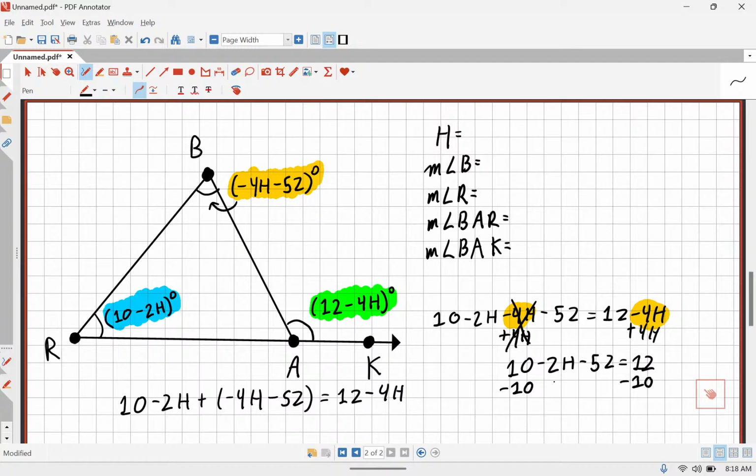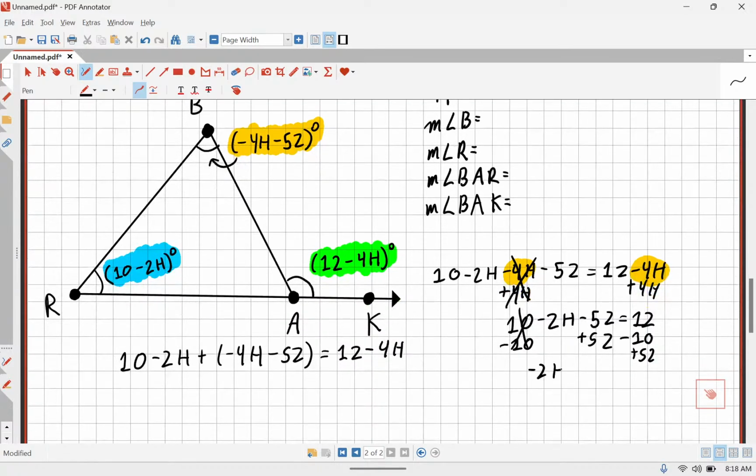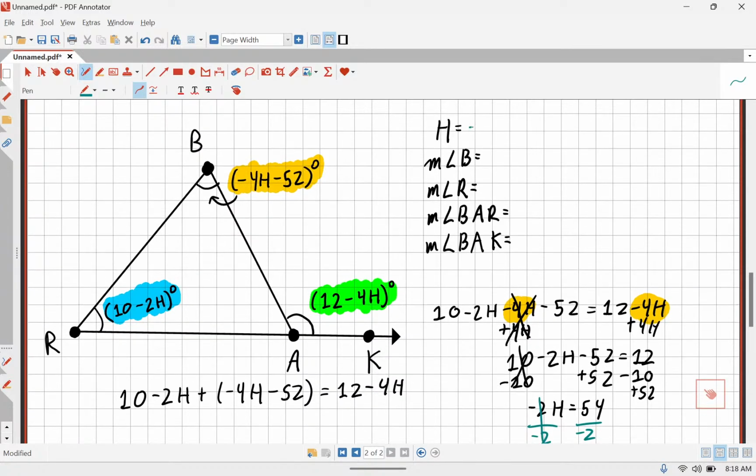Look at that. And what does that give me? Negative 2h is equal to 54. Last step. How many of us got h equals negative 27, or see how Arden got that?